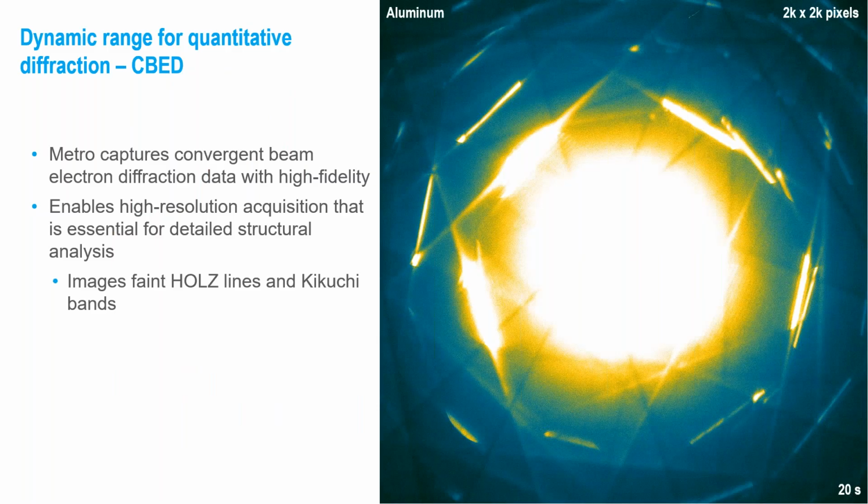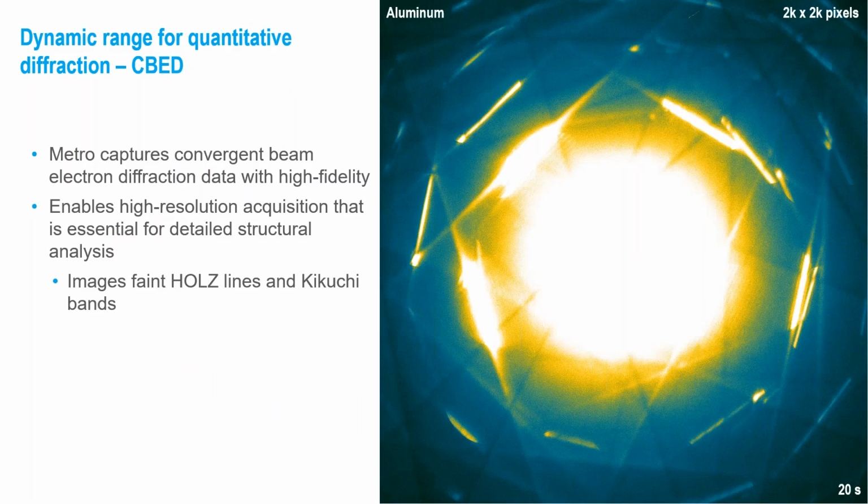We can also get really nice high fidelity patterns in CBED mode. And so this enables really high resolution images and diffraction patterns that are essential for detailed structural analysis. So here we can see that we can image very faint HOLZ lines, Kikuchi bands in this pattern.